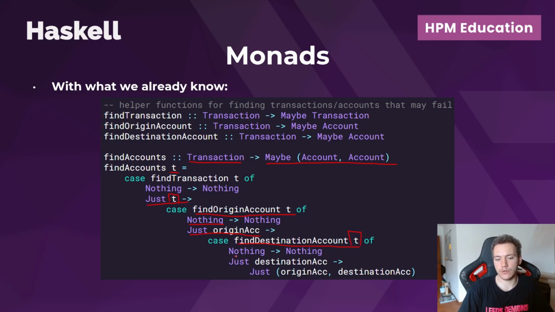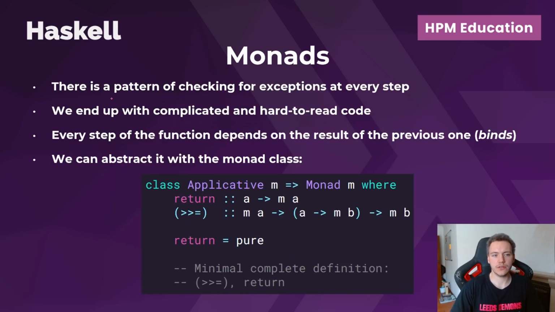And in that it can also fail. We can either find it or not. So we can either have Nothing, in which case we again return Nothing for everything, or we have Just destination account, and in this case it's the final step for our pipeline. So we have everything, we have found everything that we needed, and finally we return the Just constructor for the Maybe type and our tuple of origin account and destination account. In that code segment, there is definitely a pattern of checking for exceptions at every step, right? All the time we are checking what is the result of this step.